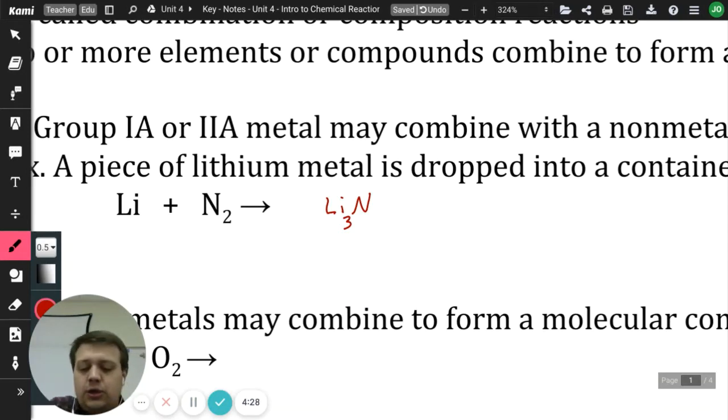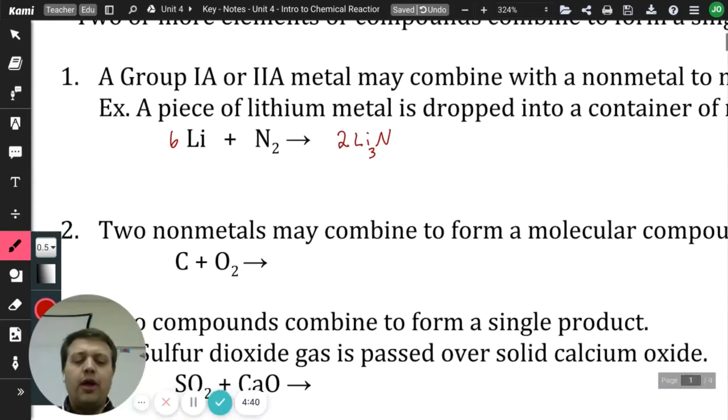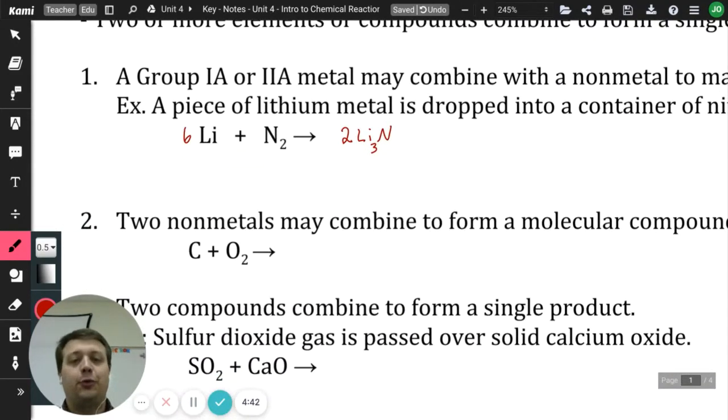Which for me is going to take a 2 right there and a 6 right here. Okay, so that would balance out my nitrogens, then that would balance out my lithiums as well. All right, so that is the first rule for a synthesis reaction.